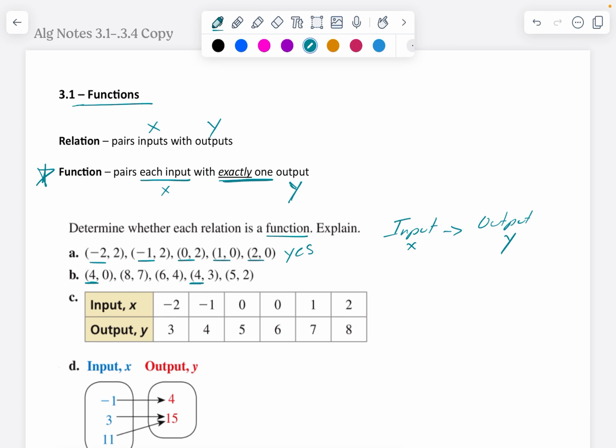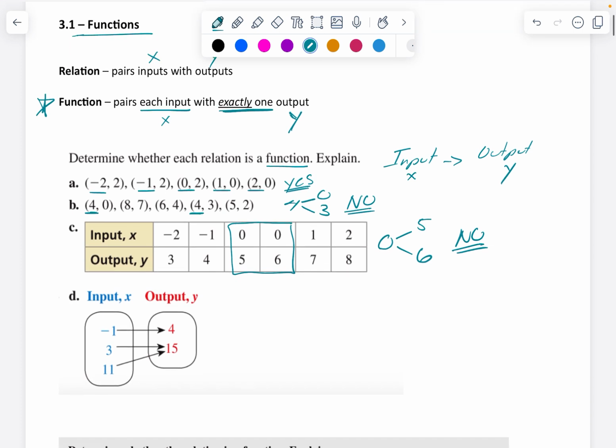So here we input 4, but we get an output of 0, and then we also get an output of 3. So in other words, when we input 4, we get 0 as an answer, and we get 3 as an answer. So that's no, because we had one input and two outputs when you're only allowed one output. Same thing here. Notice that when we input 0, we get 5 as an output, and we get 6 as an output. So that is a no. So we're looking for repeat x's, so the same x with two or more different y values.